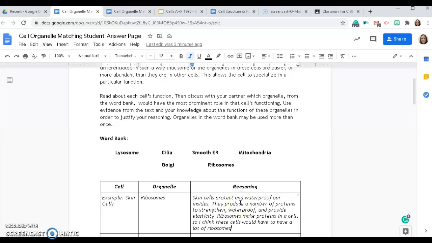So for example, skin cells, their function is to protect and waterproof your insides, and they produce a number of proteins in order to strengthen the skin, create that waterproof outer coat, and provide some elasticity. And so, therefore, I think the ribosomes would have a very important role in the cell because ribosomes are the protein making organelle of these cells.